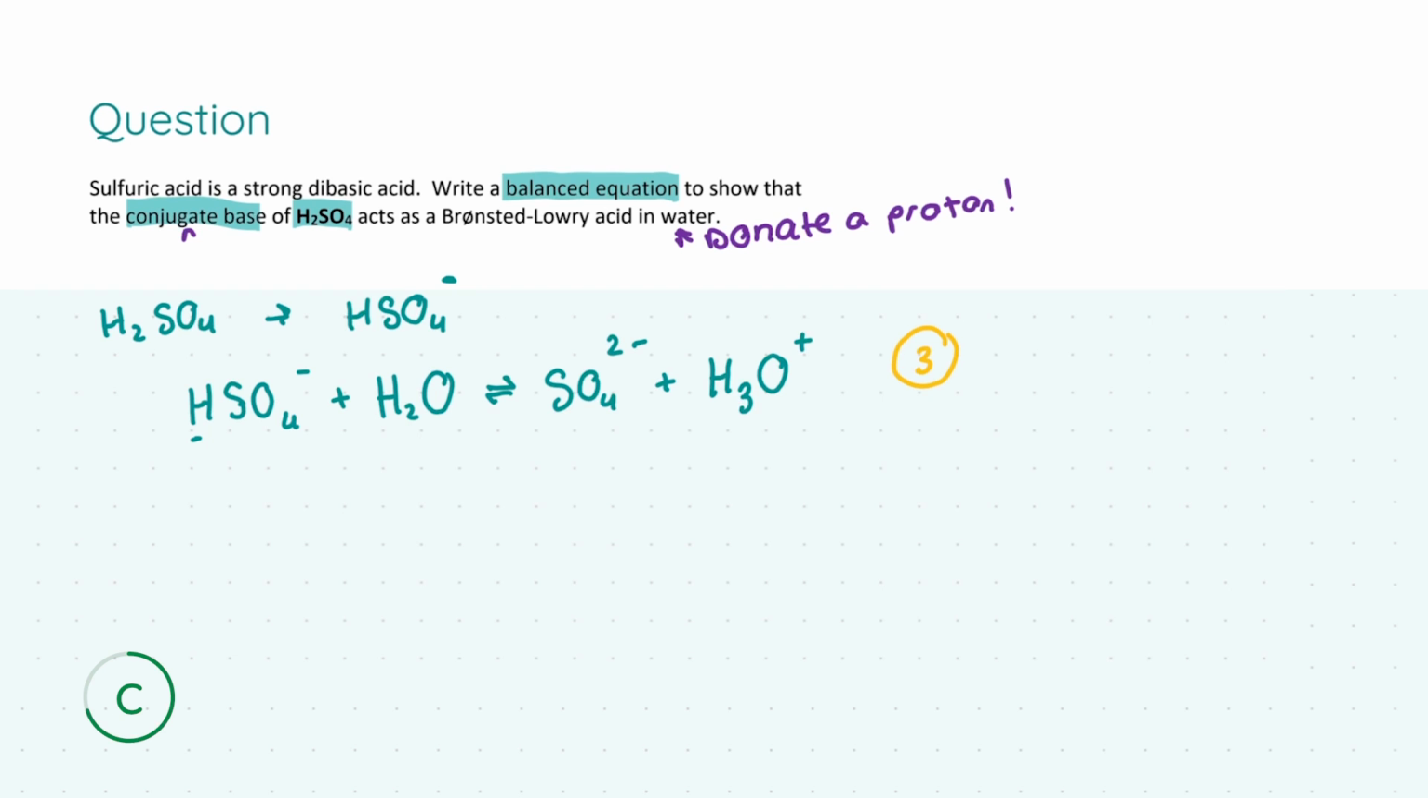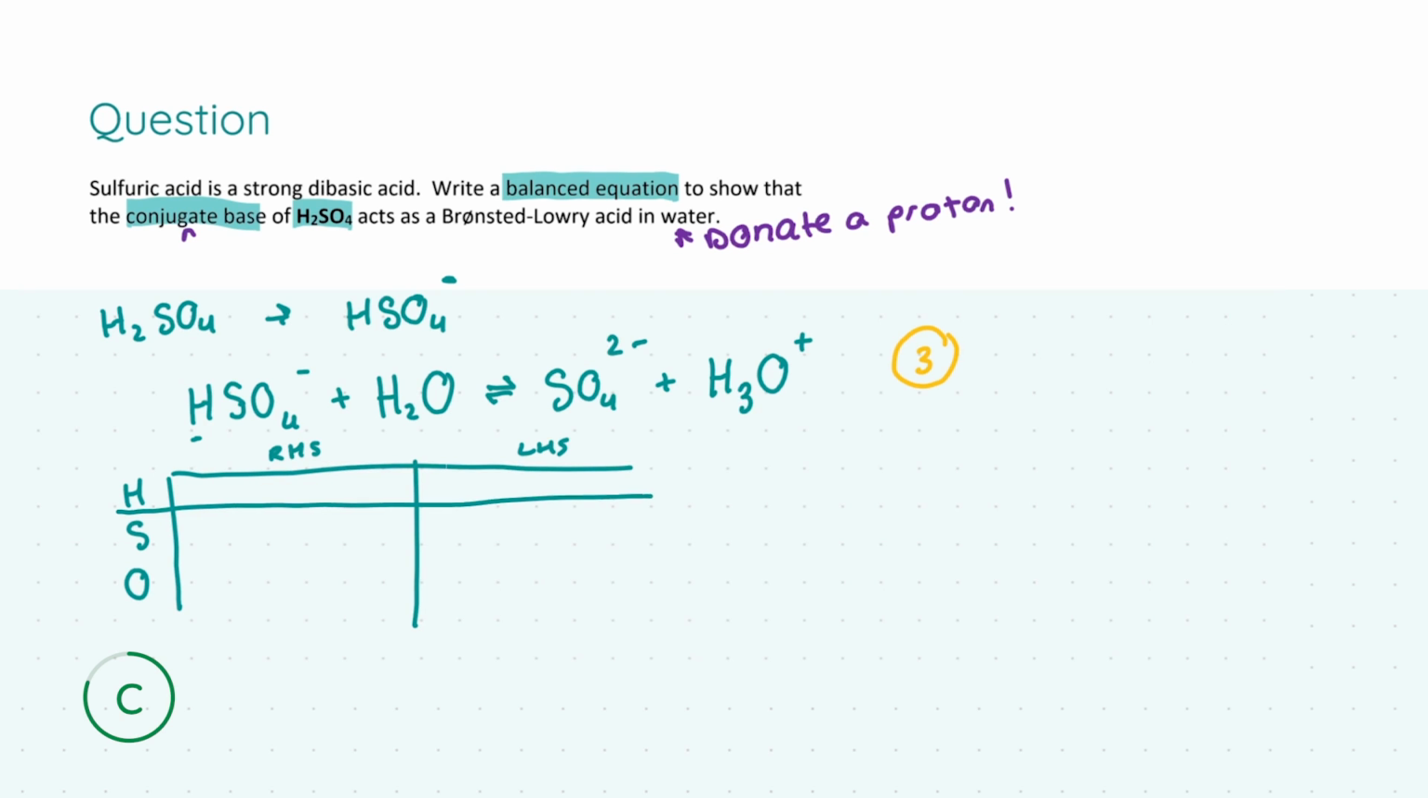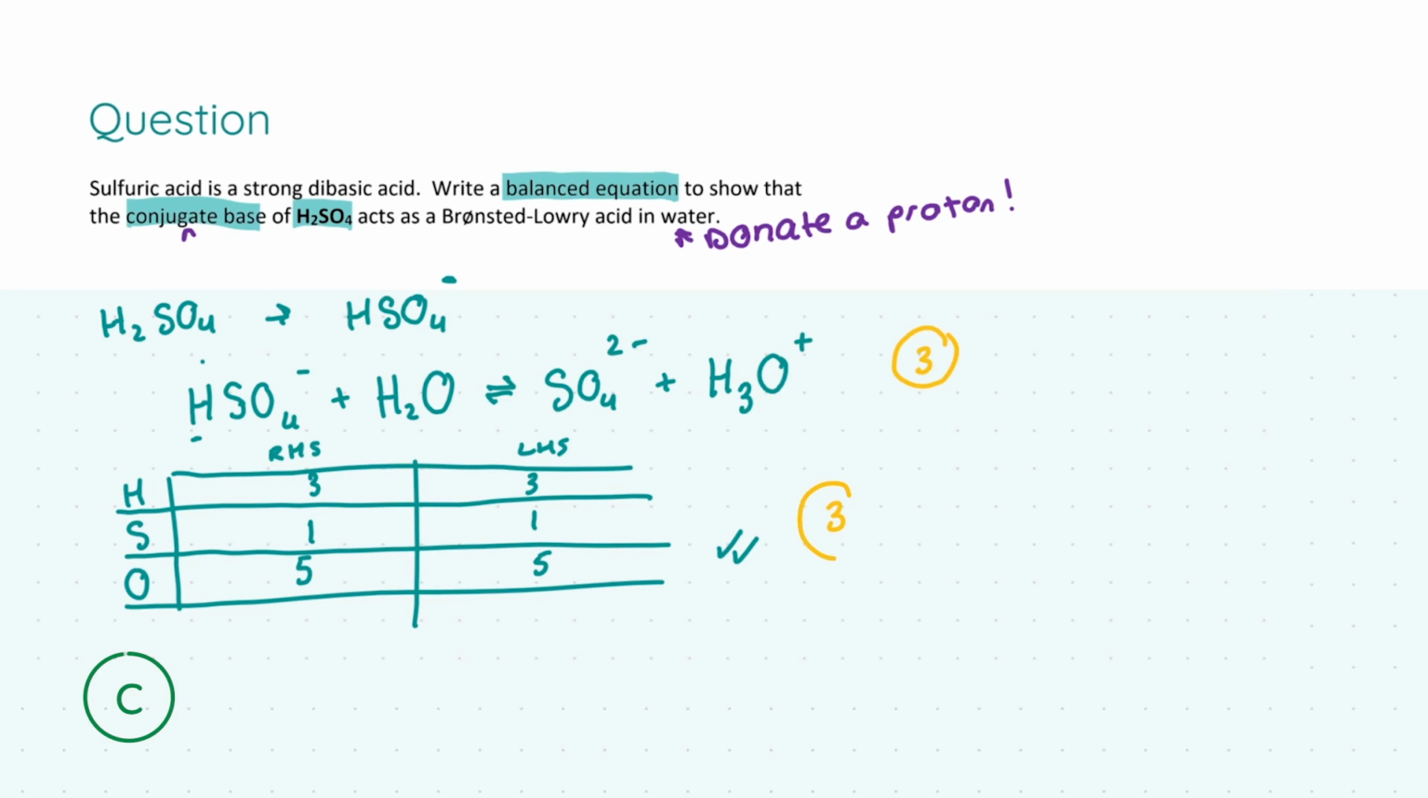So let's see, what do we have? We have hydrogen, we have sulfur, and we have oxygen. So right-hand side, left-hand side, just do a little table for yourself. How many hydrogens have we got on the right-hand side and the left-hand side? So on the right-hand side, we have 1, 2, 3. On the left-hand side, we also have 3, so that's all good. Sulfur, on the right-hand side we have 1, on the left-hand side we have 1. Oxygen, on the right-hand side we have 5. And on the left-hand side we also have 5. So we're all good. It's balanced. So you just get another 3 marks for that. So all together here, you would have got 6 marks.